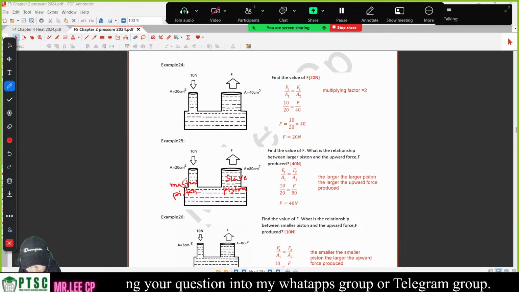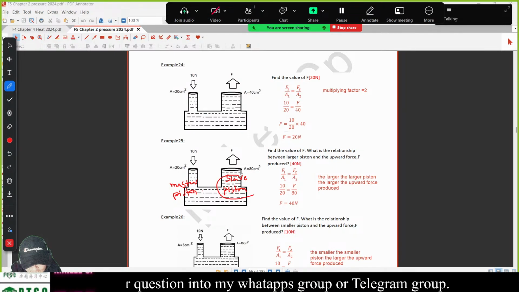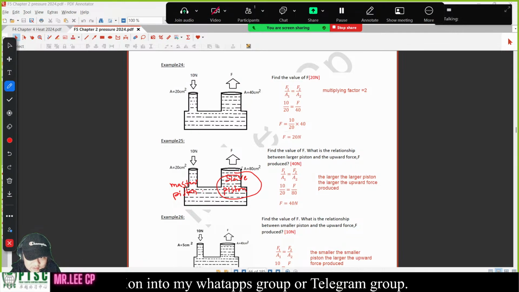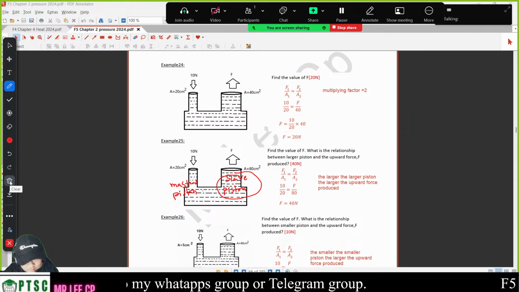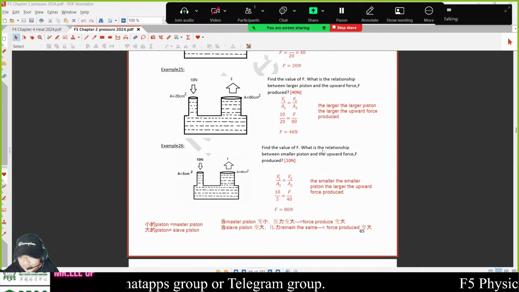Master piston smaller, higher pressure. Slab piston bigger, larger the upward force. You need to know. Do I need to repeat? Because later we are going to see in more detail. Okay.